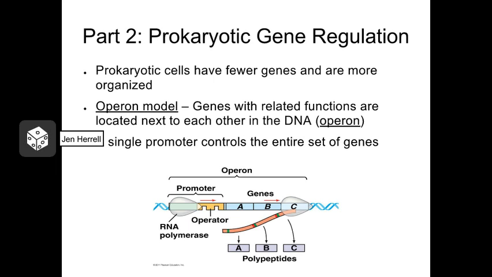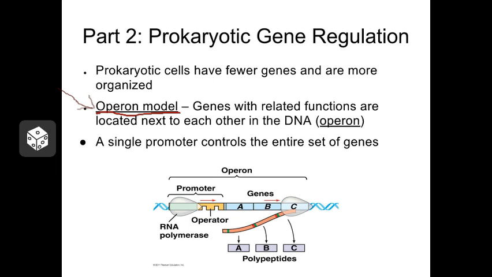In part 2 of this chapter, we're going to discuss how prokaryotic cells like bacteria use regulatory molecules and control elements to control their gene regulation. The first thing you need to understand about prokaryotic cells is how they organize their DNA. They're actually really organized. They organize their DNA into things called operons.